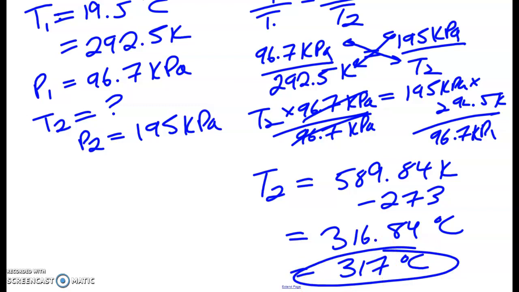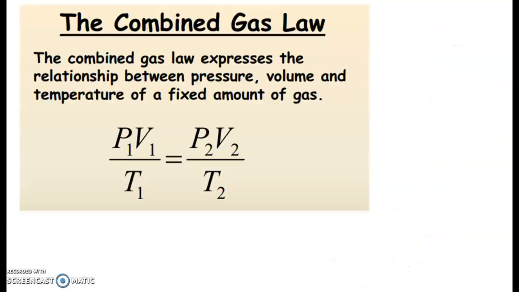Okay, so the last part of chapter 11 is actually something called the combined gas law. So it's really nothing special. It's just literally a combination of all three of the gas laws that we've already learned. So we have P1 V1 over T1 equals P2 V2 over T2.